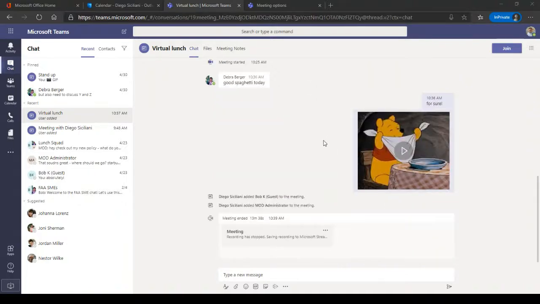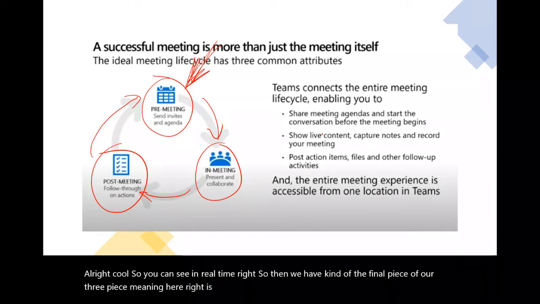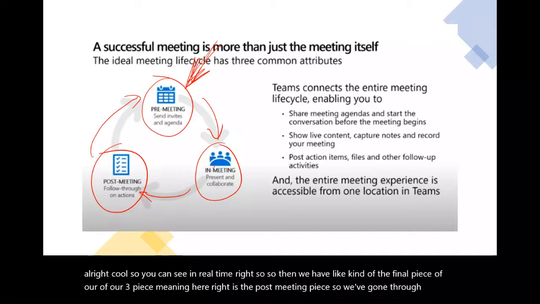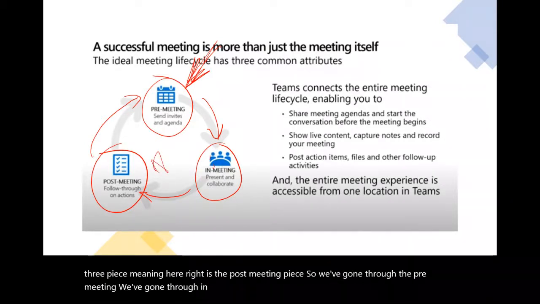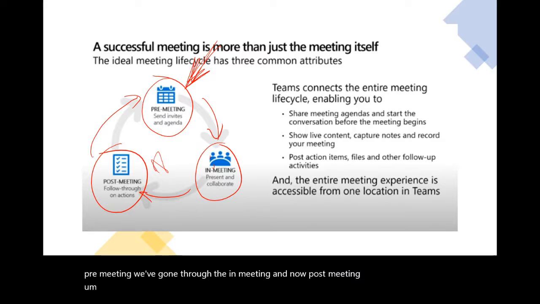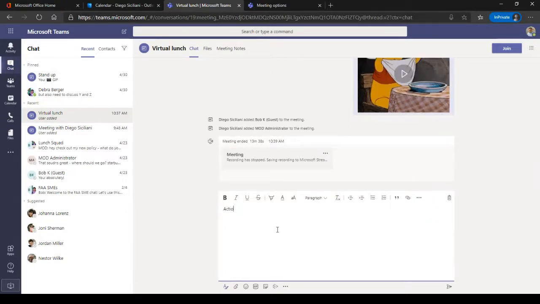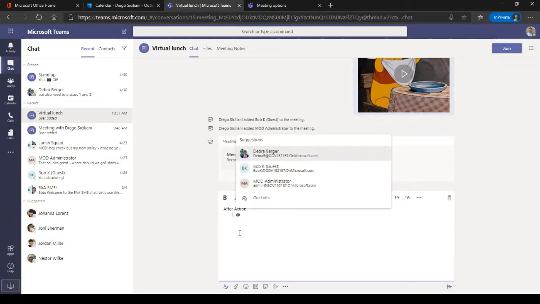So then we have the final piece of our 3-piece meeting here, right? Is the post-meeting piece. So we've gone through the pre-meeting, we've gone through the in-meeting, and now post-meeting. So here, let's say we have some actions, right? I use this a lot, after actions. Imagine this is a weekly meeting or a sync or something. Then we can start mentioning people, right?